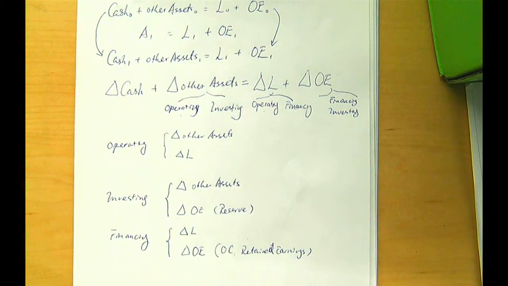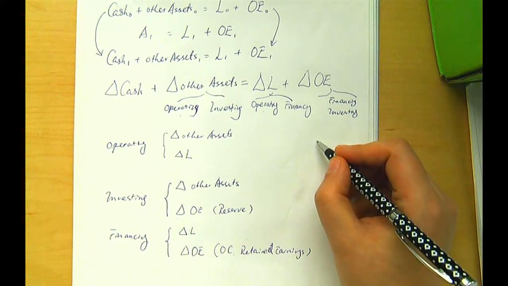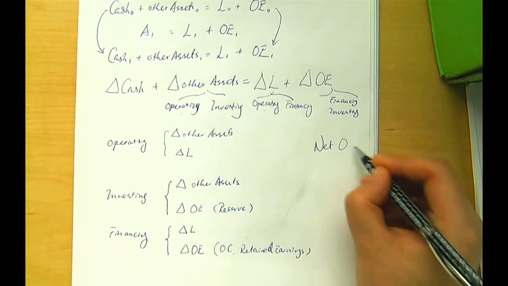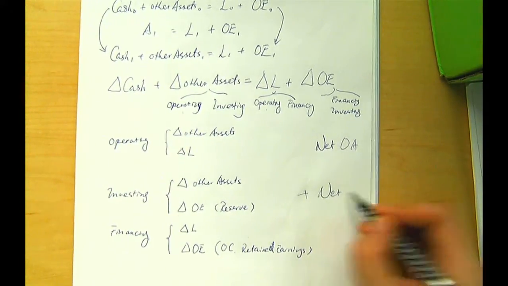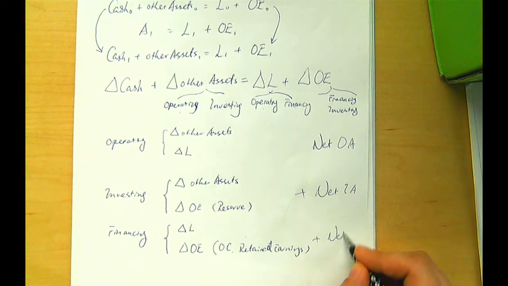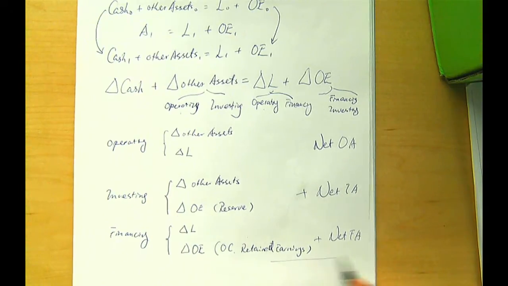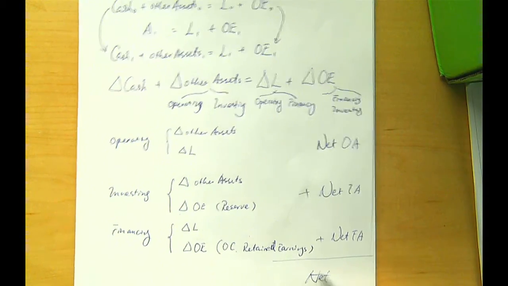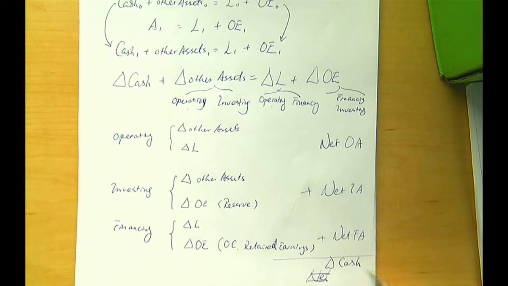So the net cash generated by operating activities plus the net cash generated by investing activities plus cash generated by financing activities should be equal to the changes in cash from 2013 to 2014. Okay. Now let's look at these items one after another.